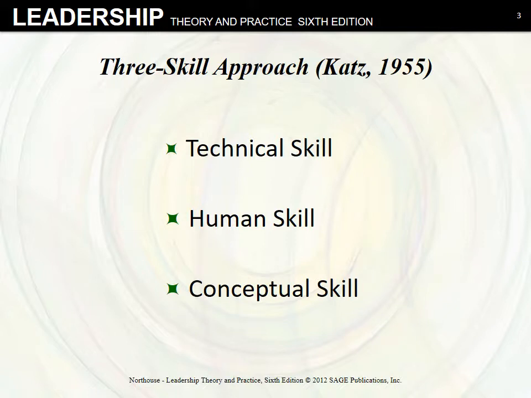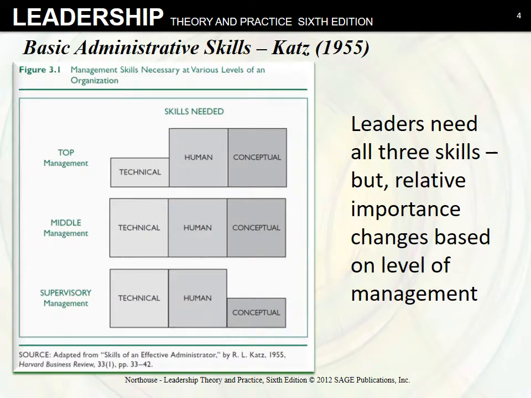So Katz, way back in 1955, before most of us were born, I think, came up with this three-skill approach. He said that in his research, he had discovered really that leaders have some degree of three different skills: technical skills, human skills, or conceptual skills, as he called these skills. And all leaders had these, but in varying degrees. And so you see here this little bar graph is broken up into top management, middle management, and supervisory management.